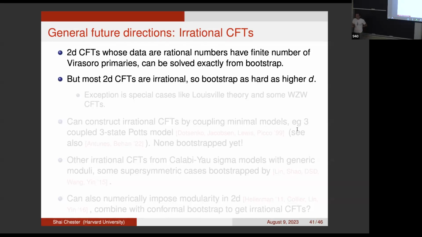And these CFTs, in principle, are just like higher dimensional CFTs, in that they're strongly coupled and we know nothing about them. In fact, even the existence of irrational CFTs is something we don't know that much about. So beyond looking at the compact scalar, to construct an irrational CFT is, I understand, still partially an open problem. And so this would be something that'd be very nice to understand using the bootstrap.